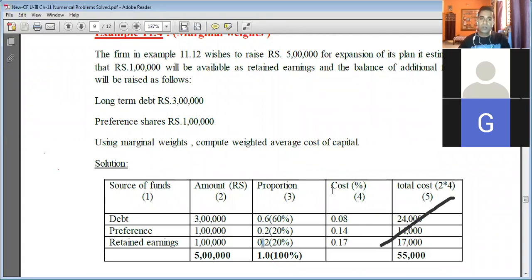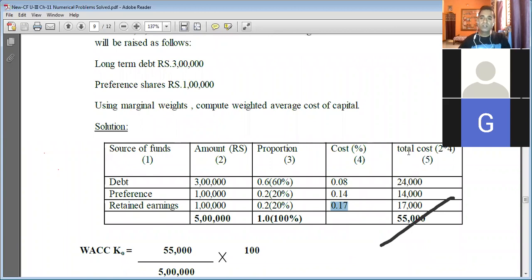Now next, the cost of each source of fund. Debt capital from example 11.12 is already given as 8%, rewritten in decimals 0.08. Then preference capital is 14%, rewritten as 0.14. The cost of retained earnings will be equivalent to the cost of equity capital, and the cost of equity capital is given as 17% in example 11.12. So the cost of retained earnings is 0.17.